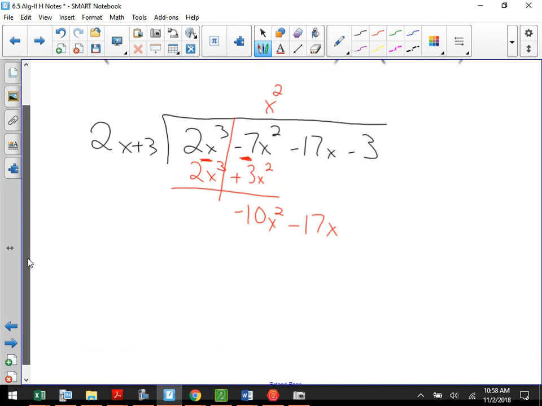All right. What do you multiply 2x by to turn it into negative 10x squared? Negative 5x. Good. Distribute. We got negative 10x squared. Negative 15x. Subtract. Negative 17 minus negative 15 is? Negative 2x.